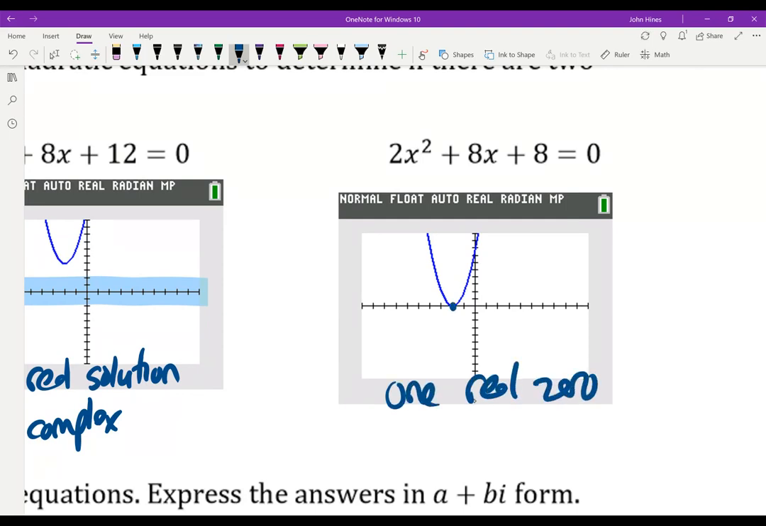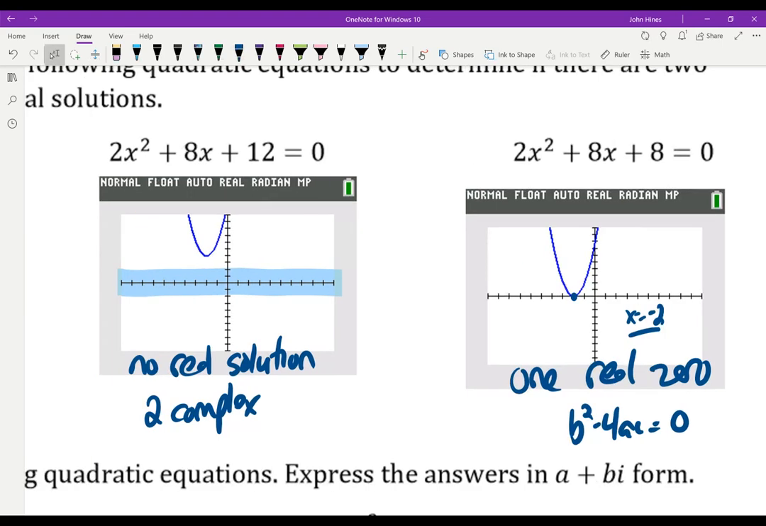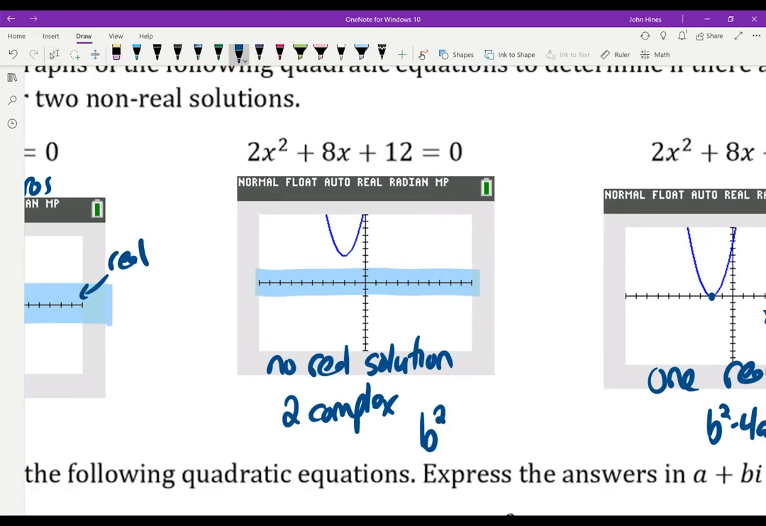But it's repeated. It's a repeated 0. X equals -2 is a repeated 0, which is why it bounces off the x-axis from there. So again, this is when your b squared minus 4ac is 0. And when do you get complex number solutions? Well, I have to take the square root of a negative number. So that's when my discriminant is negative.